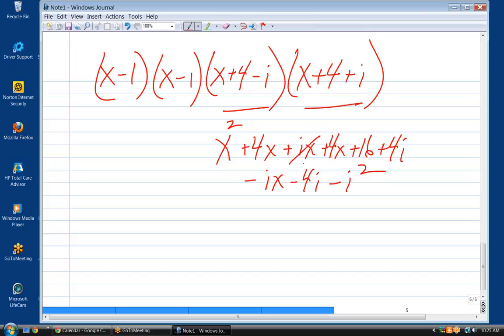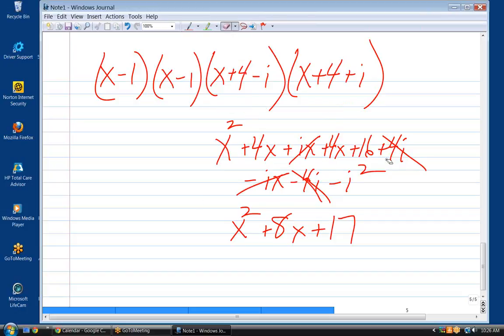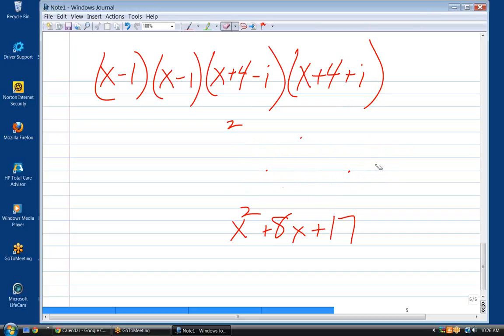Now, that ix cancels with that ix. That minus 4i cancels with that plus 4i. And this i squared turns into a minus 1. So what do we end up with? We end up with x squared plus 8x plus 16 minus a minus 1, plus 17. So I can replace these two trinomials with this quadratic.